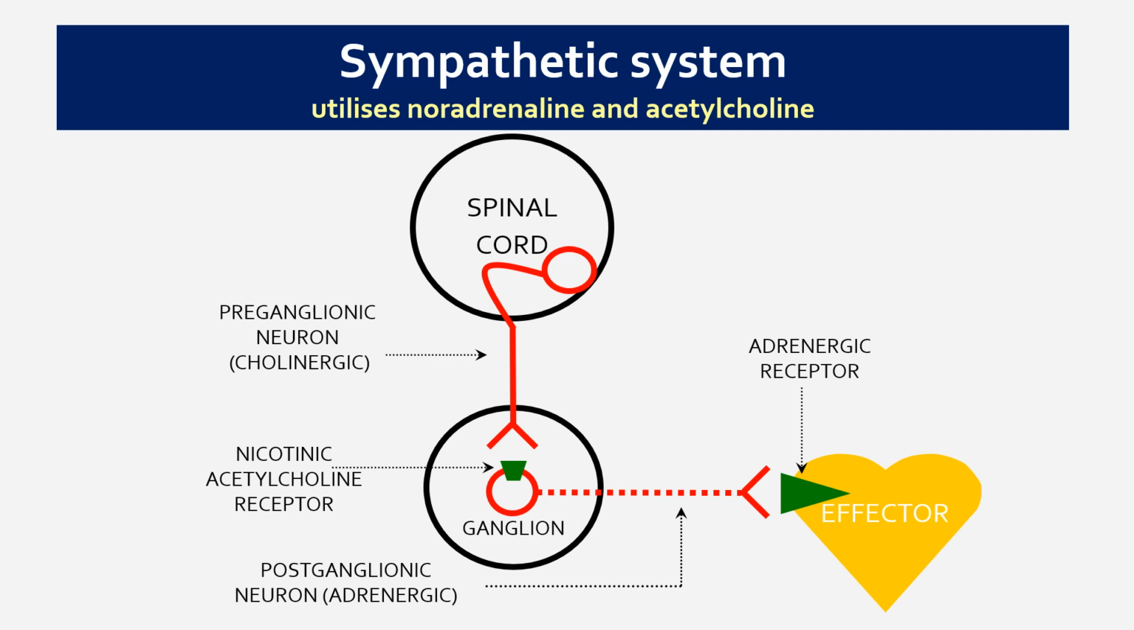The preganglionic neurons release acetylcholine onto the postganglionic neurons, and they act on nicotinic acetylcholine receptors, so called because they were discovered using nicotine, or they were discovered as the receptor for nicotine. The postganglionic neurons then release noradrenaline onto the effector organ using adrenergic receptors located on the organ system.